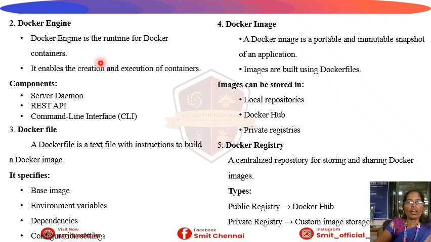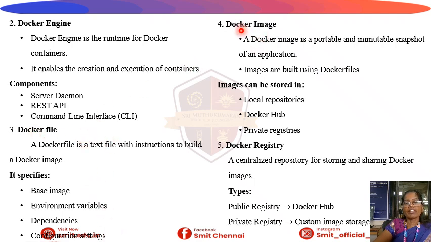The image contains application code, runtime, libraries, and system tools. The next one, Docker engine. Docker engine is the runtime for Docker containers. It enables the creation and execution of containers. The components of the Docker engine are the server, daemon, REST API, and command line interface. Third one, Dockerfile. A Dockerfile is a text file with the instructions to build a Docker image. It specifies the base image, environment variables, dependencies, and configuration settings.